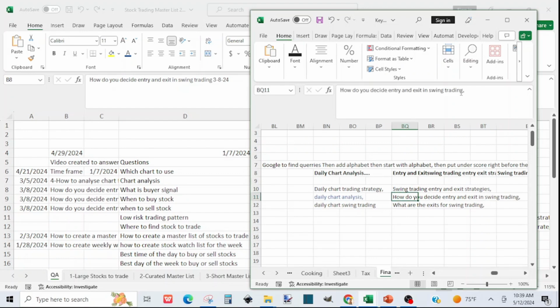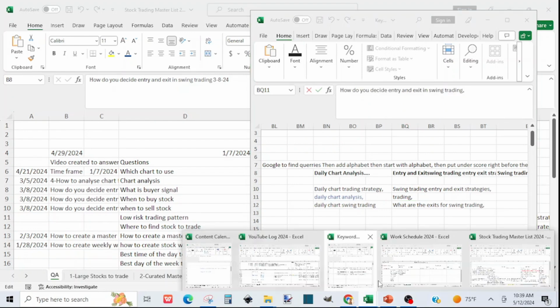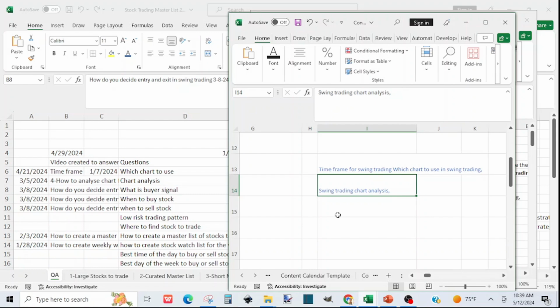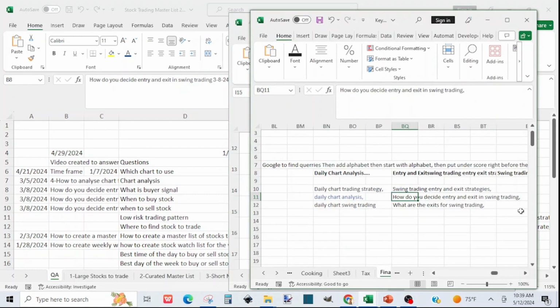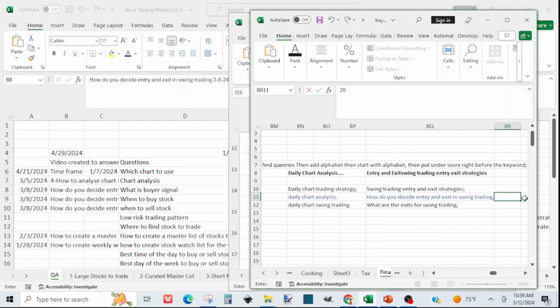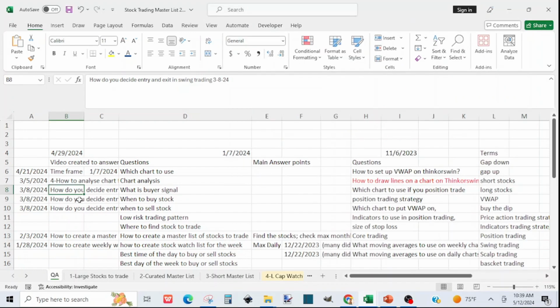How do you decide entry? So I'm going to copy. How do you decide? And I'll go to my content calendar. It'll be the third one. And here I can make it in blue. And then I can put 2024 there. So this answered the same question. So that will be the same thing.